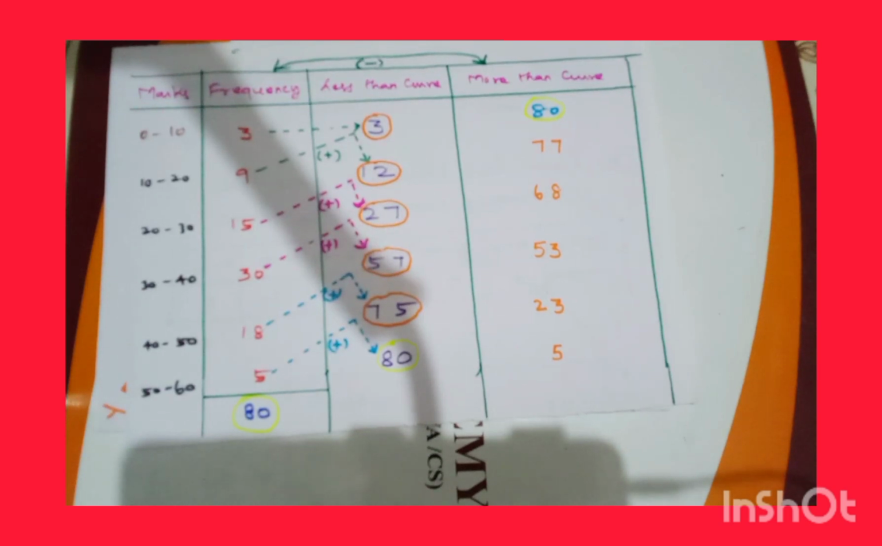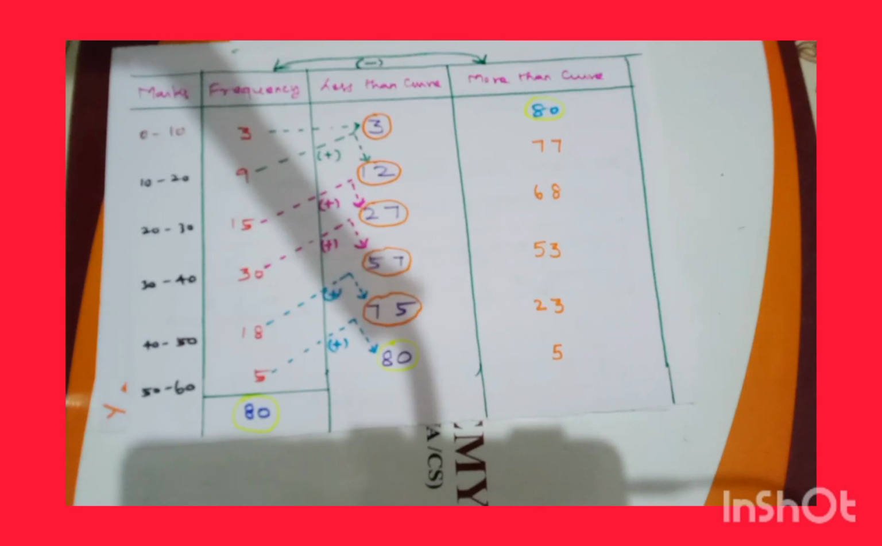Okay, so let us move to the next one, the more than curve. Take the total of the frequency first, that is 80, and then consider the more than curve along with the frequency only. Don't consider the less than curve, kindly skip that. You will focus only on the more than column and the frequency given in the problem. So 80 minus 3, 77. 77 minus 9, 68. 68 minus 15, 53. 53 minus 30, 23. And then 23 minus 18, 5.